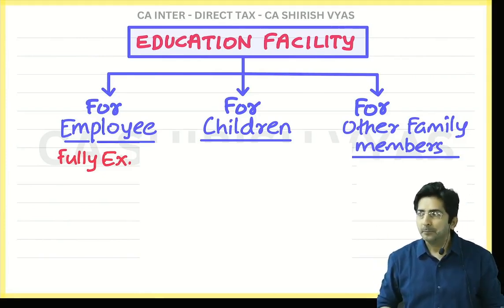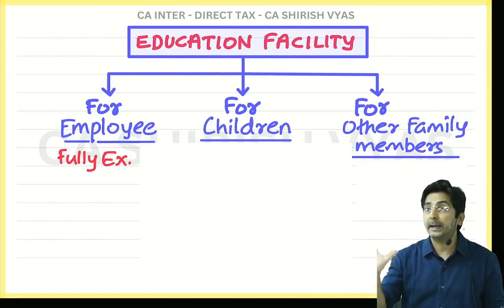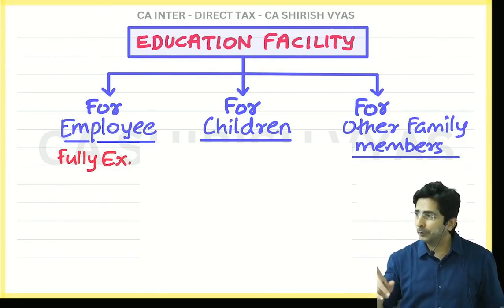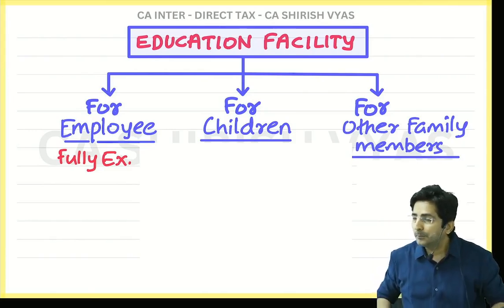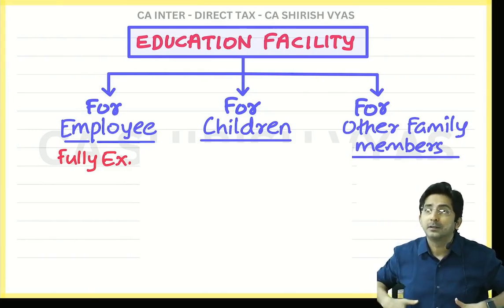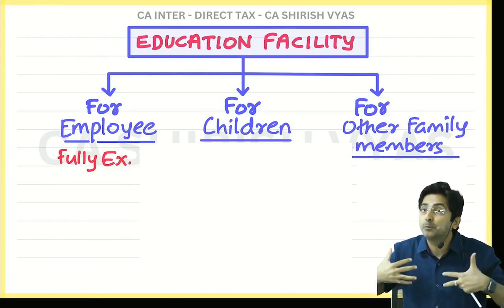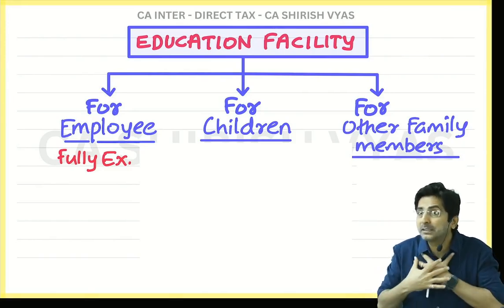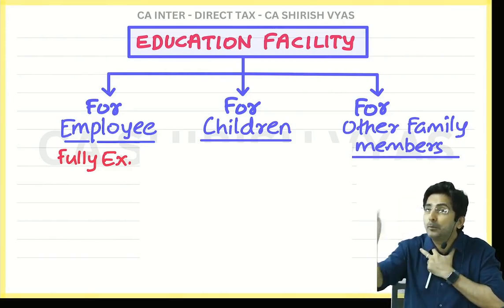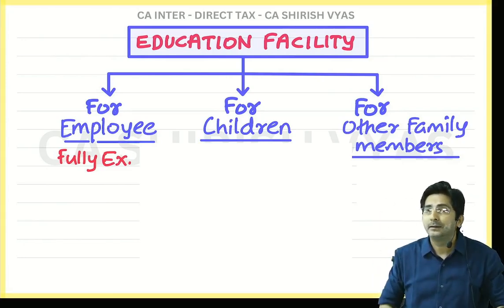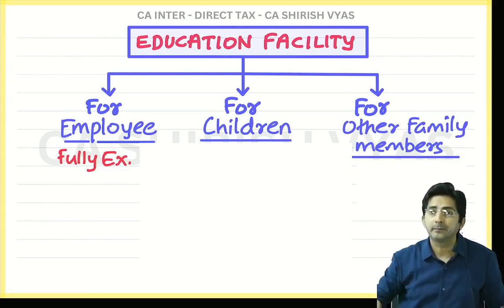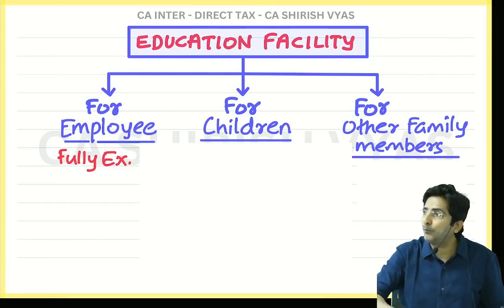Why? Because see, it looks like the employee is enjoying. But why is the employee provided education? Because the boss wants it. This is the selfish motive of the boss. What is the selfish motive? That if my employee learns computer, it will be useful in my office only. Yes. So why are we thinking of upskilling my employee? Because he will be useful in my office only.